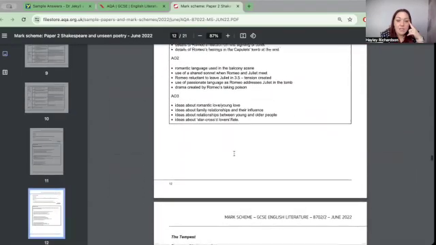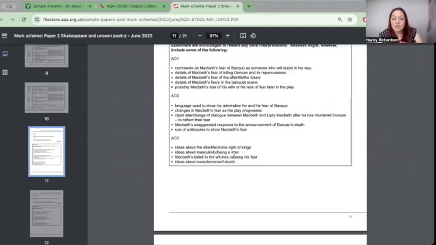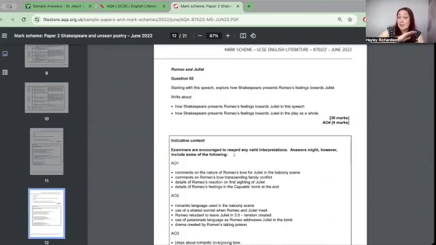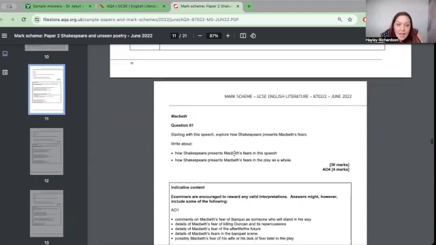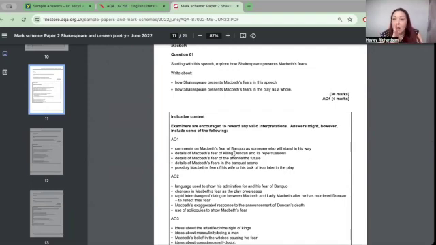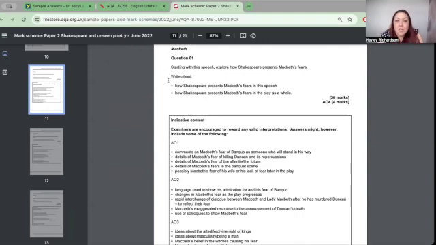Right, so it gives some indications, question by question, as to what to add with regard to content, because obviously there's a massive range of questions you can answer on different Shakespeare texts. We're going to look at the Shakespeare one at the moment, but the general writing of it has a certain thing about it. So looking at the Macbeth question, it says, starting with this speech, explore how Shakespeare presents Macbeth's fears, in the speech and in the play as a whole.